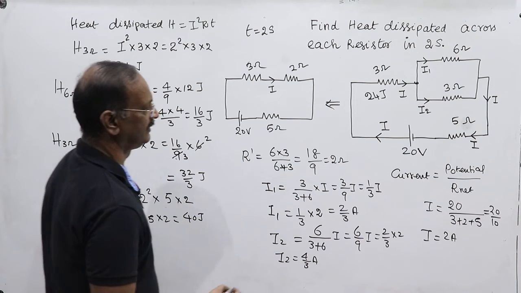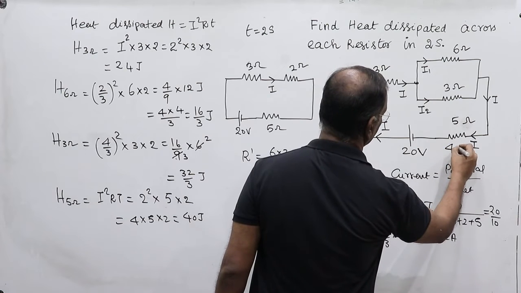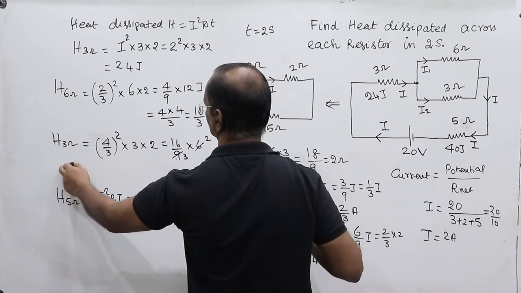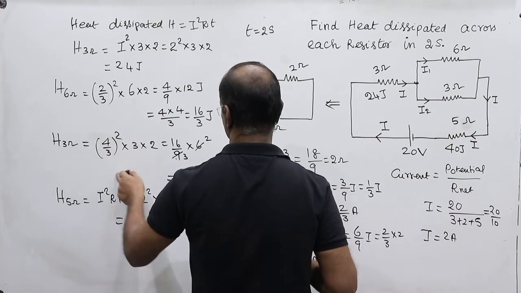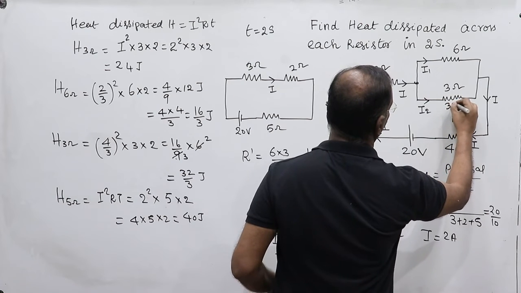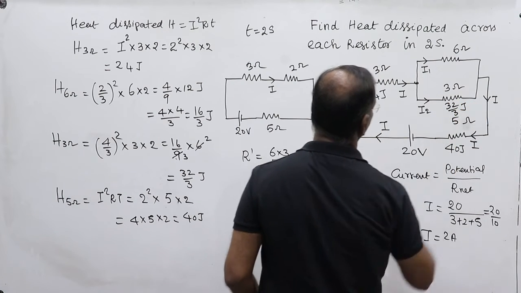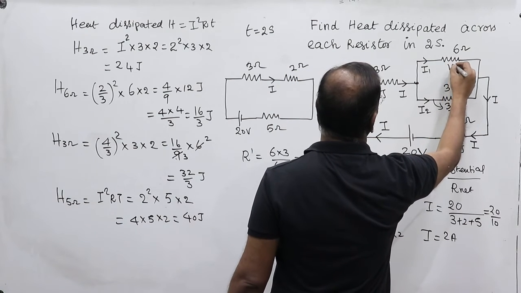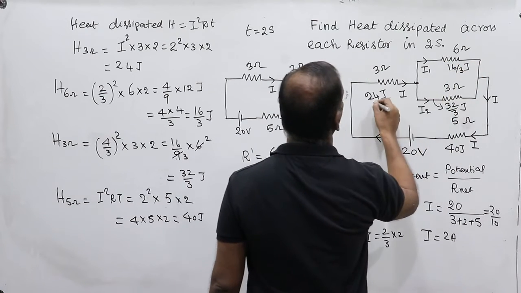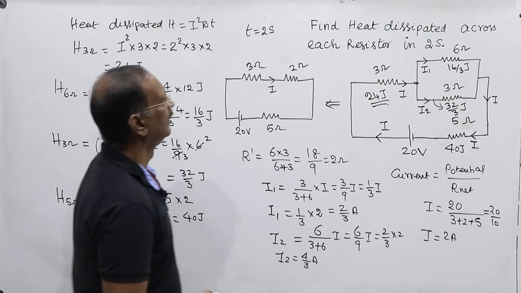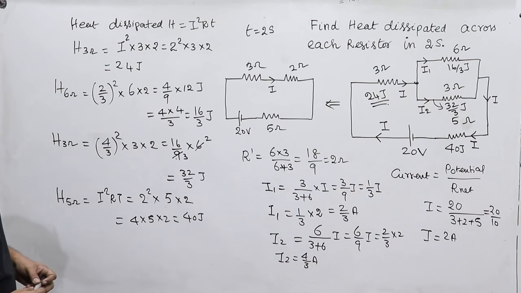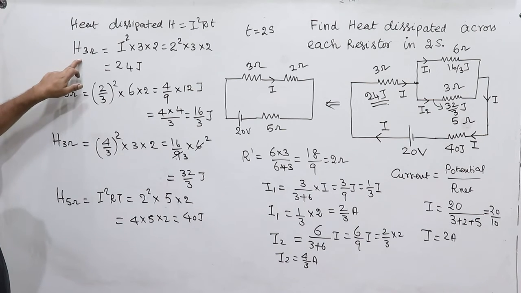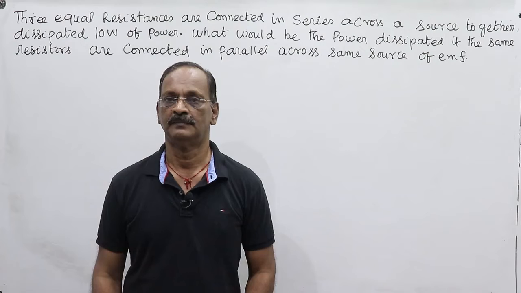It means 40 joules of heat is dissipated here, 32/3 joules in this one, 16/3 joules here, and 24 joules here. So we found the heat dissipated across each resistor in 2 seconds: the 6 ohm, 3 ohm, 5 ohm, as well as the other 3 ohm.